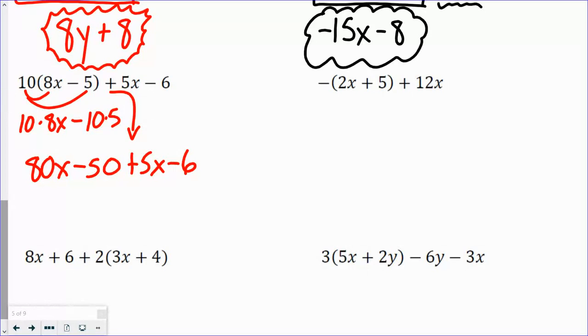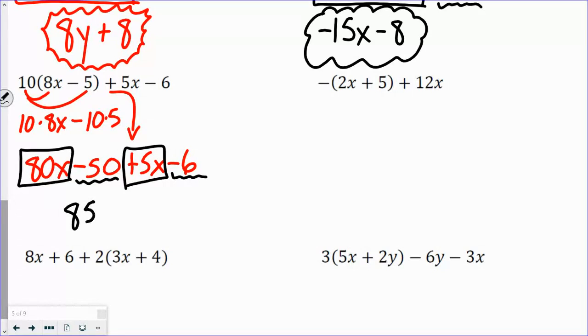Now we can go look. What are some like terms we have? I have 80x and 5x. And then we have -50 and -6. Okay, so if I have 80 pencils and someone gives me 5 more pencils, that means I have 85 pencils. Okay, we can't get rid of that variable. We still don't know what its value is.